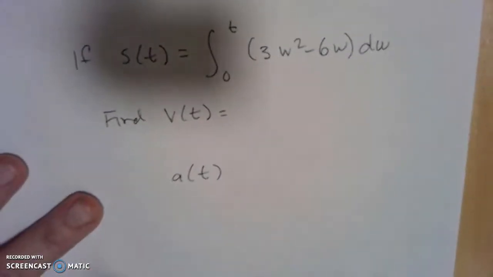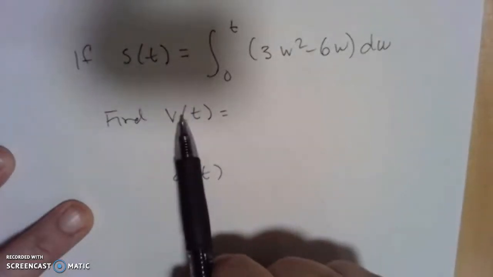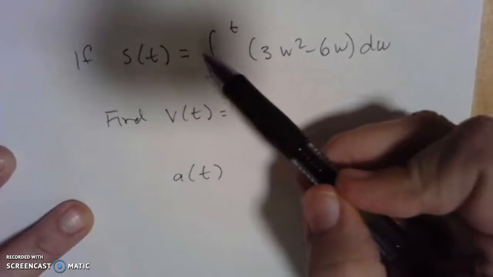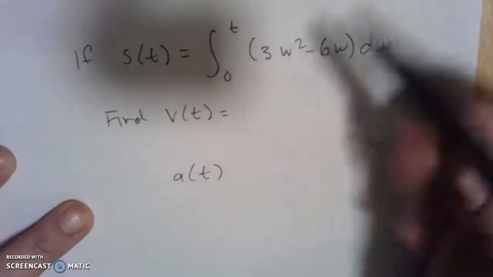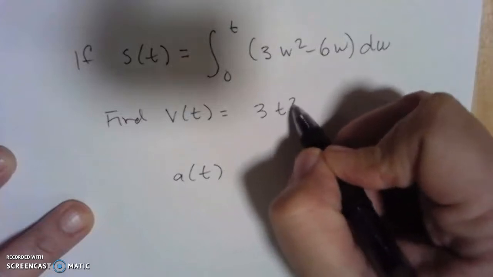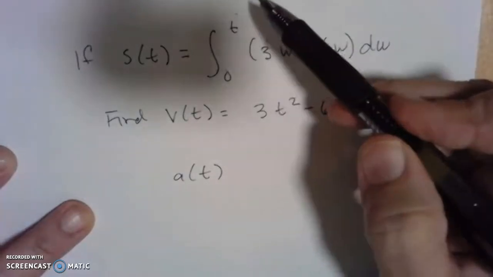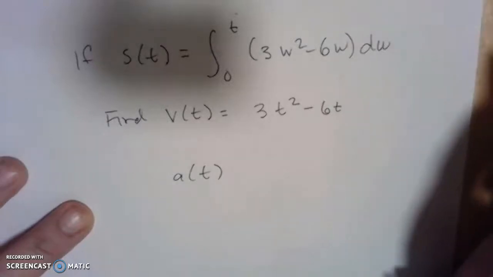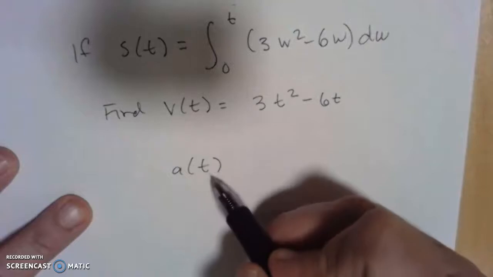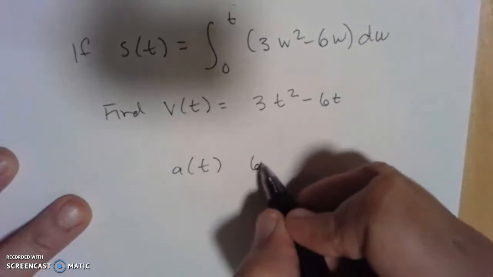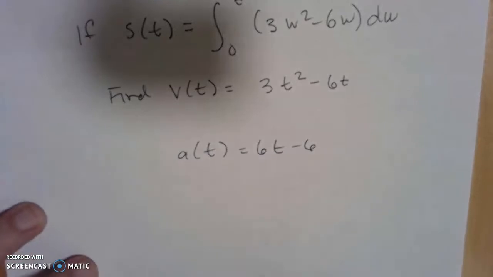Well, remember, to get from position to velocity, you have to take the derivative. And when you take the derivative of an integral, they cancel each other out. So we just have to take this t and substitute it in. So we're going to get 3t squared minus 6t times the derivative of t, which is just 1, so I don't have to worry about anything. Okay. Now that I have velocity, I can take the derivative again and find acceleration. So we're going to get 6t minus 6 is going to be the equation that represents acceleration.